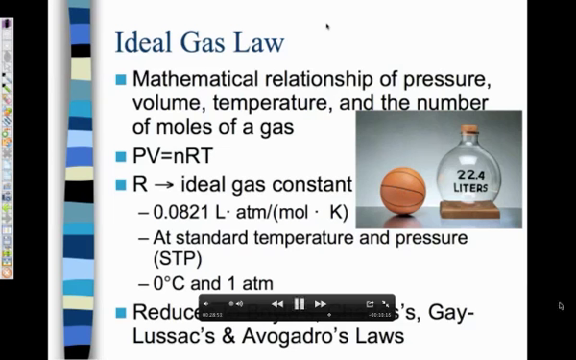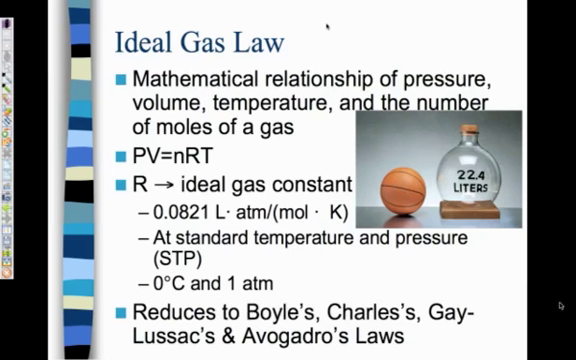The ideal gas law shows the relationship of pressure, volume, temperature, and the number of moles of a gas. The equation is PV equals nRT, where P is pressure, V is volume, n is the number of moles of the gas, R is the ideal gas constant, shown down here, which is equal to 0.0821 liters times atm per moles Kelvin, and temperature is T.